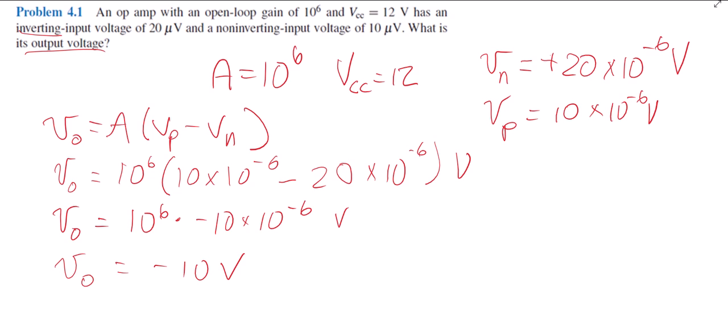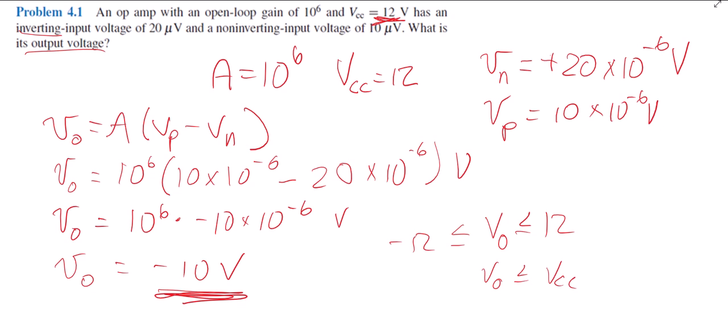Now, whenever you're doing one of these problems that has a non-ideal op-amp, what you want to do is make sure this number is in between plus or minus 12, because Vout has to be between plus or minus VCC. And it is, so good.